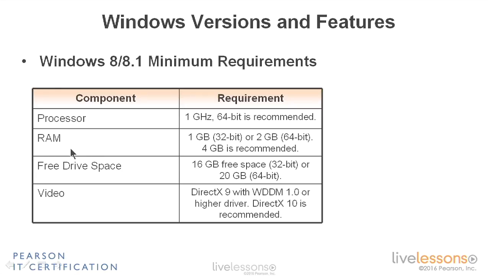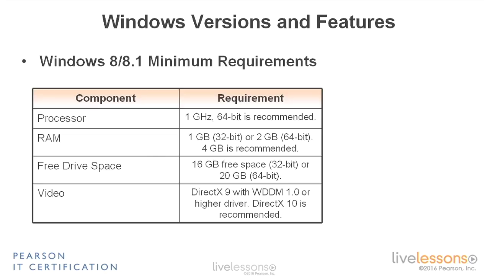You also have to have RAM. You have to have 1 gigabyte if you're running a 32-bit system, or 2 gigabytes if you're running a 64-bit system. And 4 gigabytes is recommended. And honestly, I might say you want to have more than that. You might want to have 8 or 16 gigabytes, depending on what you're doing with the system. Free drive space: 16 gigabytes of free space for the 32-bit system, and 20 gigabytes of free space for the 64-bit system. That's usually not an issue. Most systems will have that much free space available.